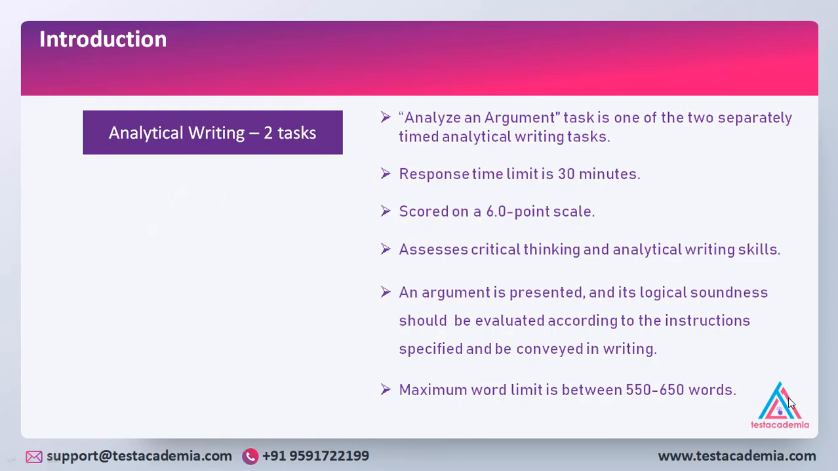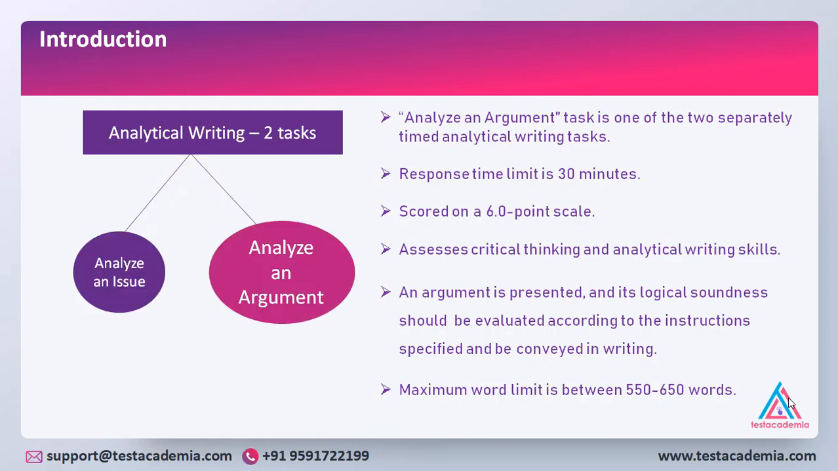Now, analytical writing consists of two tasks: analyze an issue and analyze an argument. Analyze an argument is one of the two separately timed analytical writing tasks. You should give your response in 30 minutes and you will be scored on a 6-point scale. It assesses your critical thinking and analytical writing skills. You are given an argument in the question and you are evaluated on its logical soundness and the connectivity between all the ideas that you've generated.